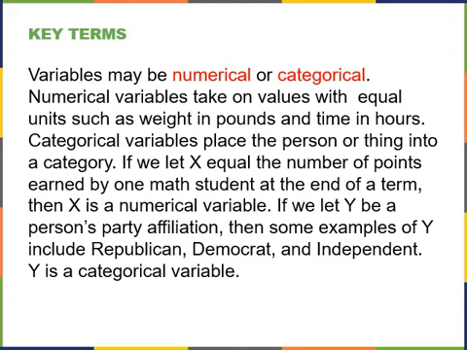Categorical variables place the person or thing into a category. If we let X equal the number of points earned by one math student at the end of the term, then X is a numerical variable. We could let Y be a person's party affiliation. Then some examples of Y include Republican, Democrat, and Independent. Y would be a categorical variable.